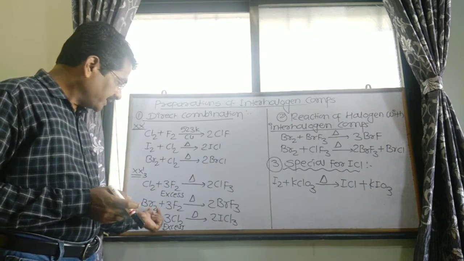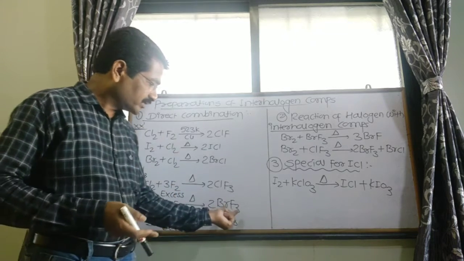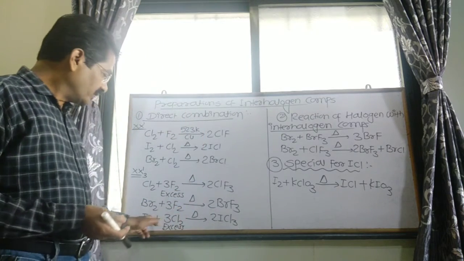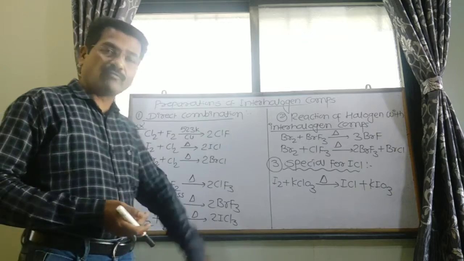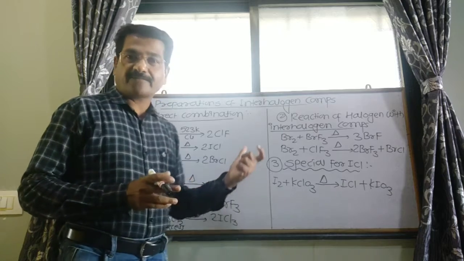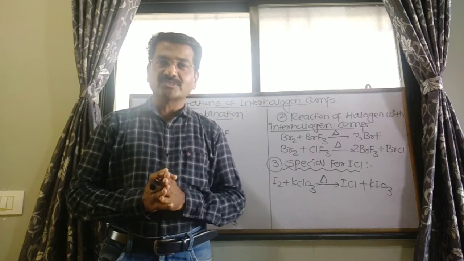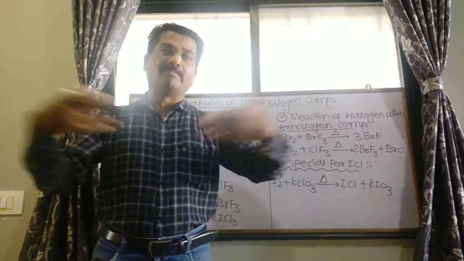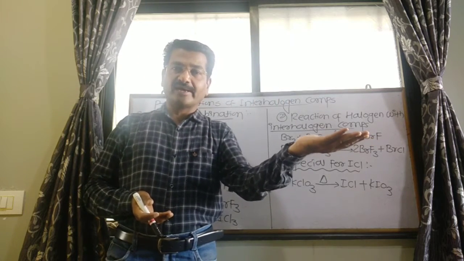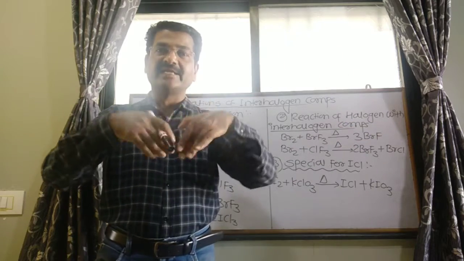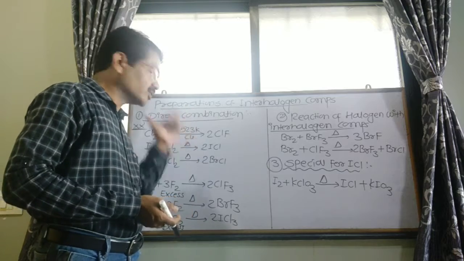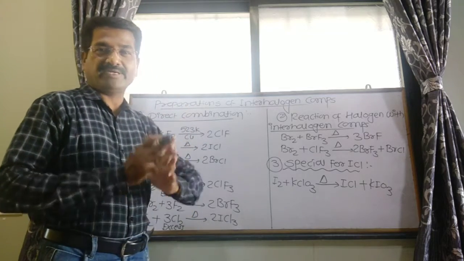Second example, bromine can react with excess fluorine to form bromine fluorides. Third example, iodine can react with excess chlorine to form iodine chlorides. So all these interhalogen compounds can be prepared by direct combination. That is a very simple method. Whenever 1 mole of halogen reacts with another halogen, it gives the interhalogen compounds. That is called the direct combination method of preparation.